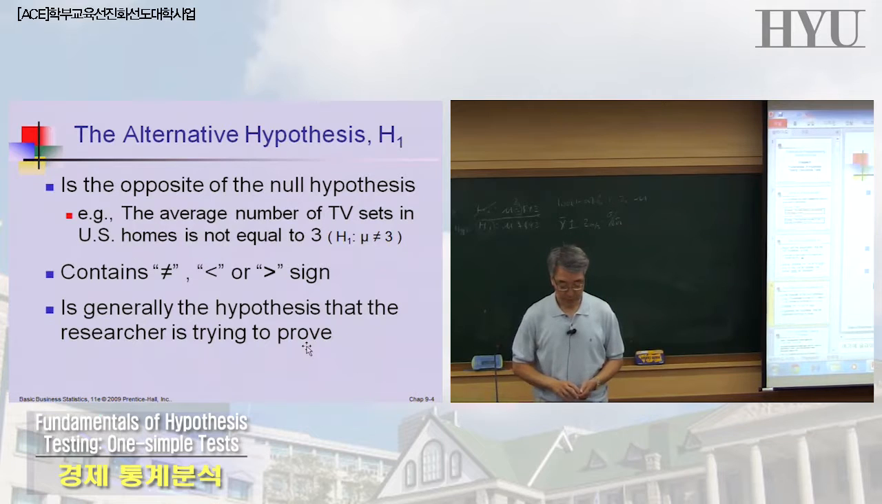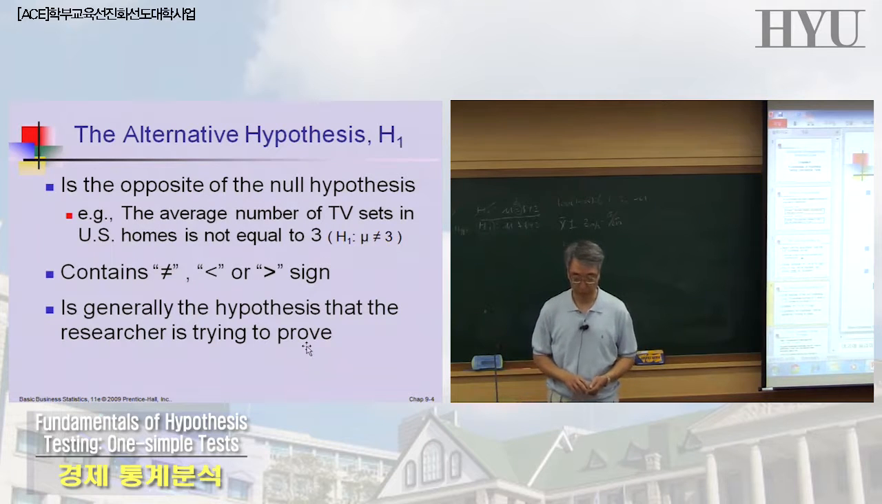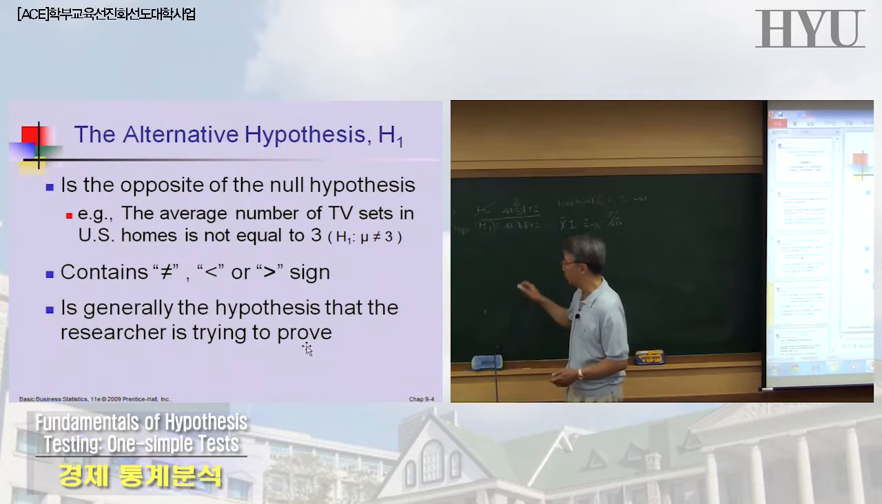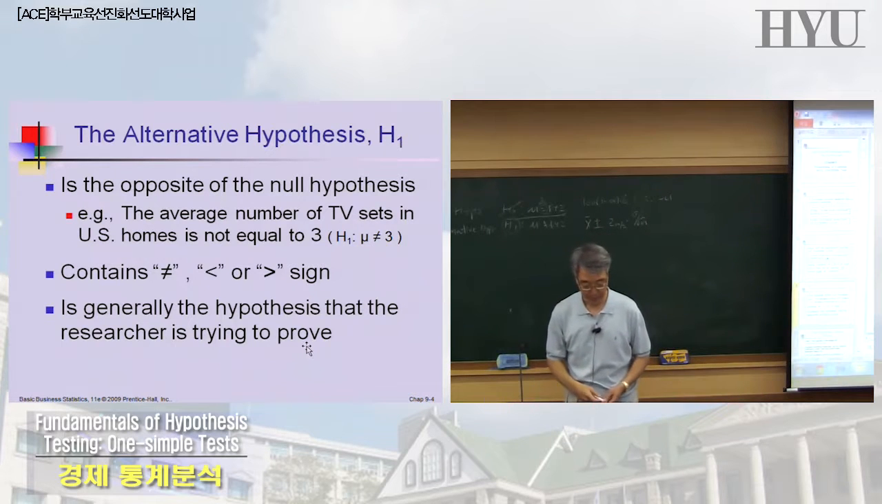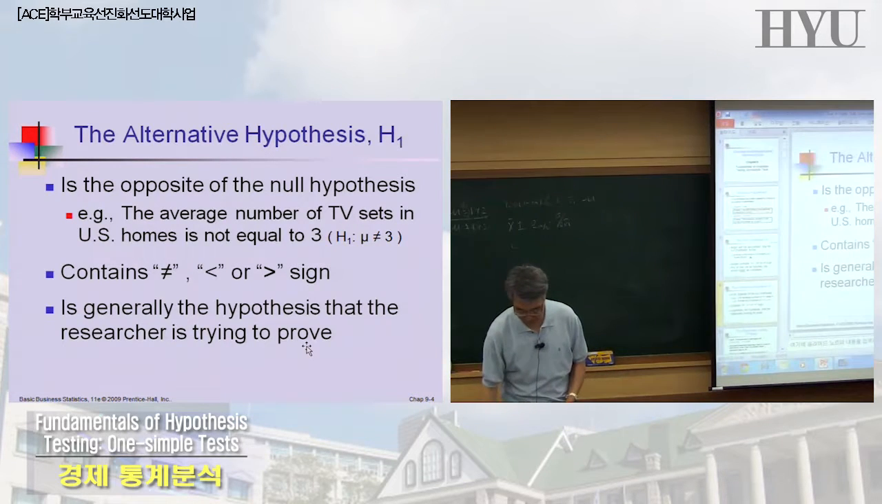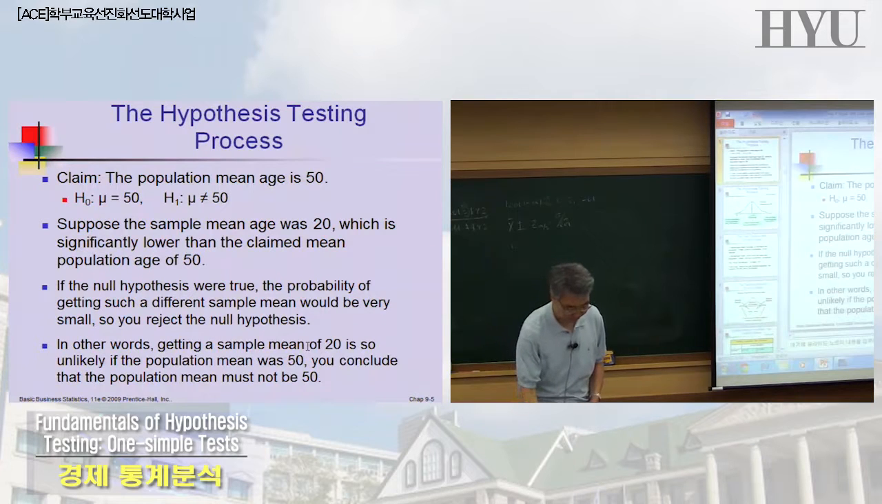All right. The idea of hypothesis testing is that the researcher is trying to prove the alternative hypothesis is true. In other words, if you are trying to reject the null hypothesis, that means you are trying to prove that the alternative is true. It is okay to accept the alternative hypothesis, but you should never accept the null hypothesis. I'll explain why in a few minutes.